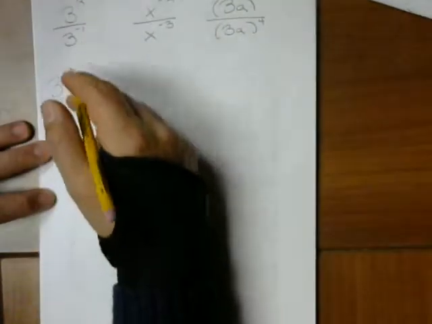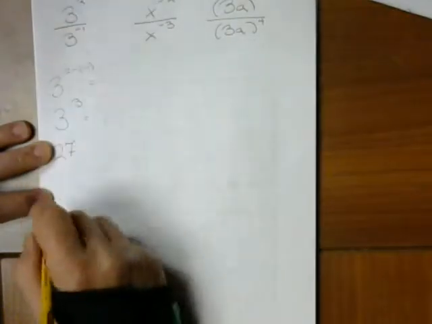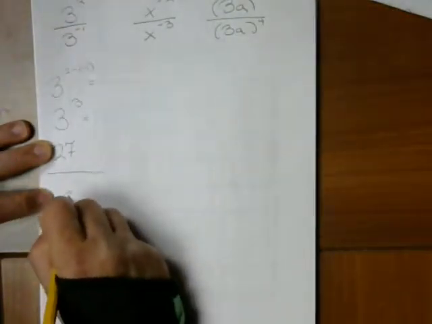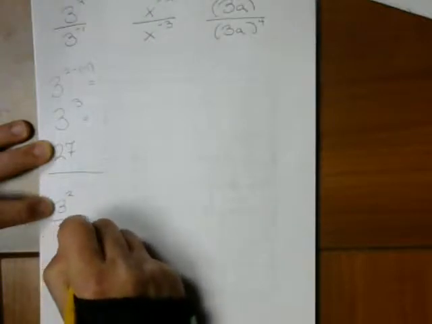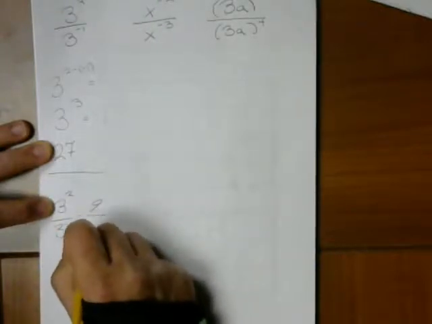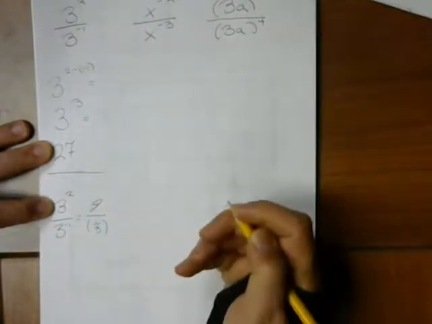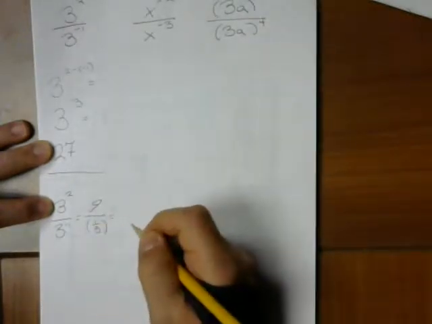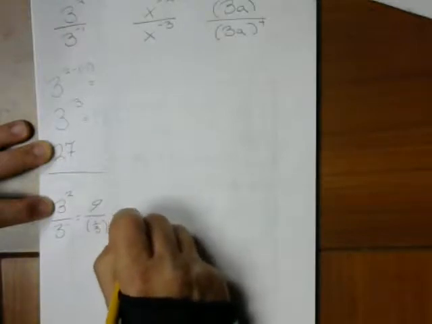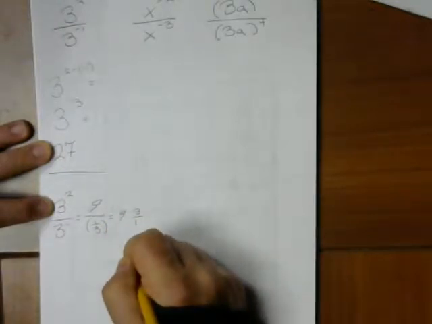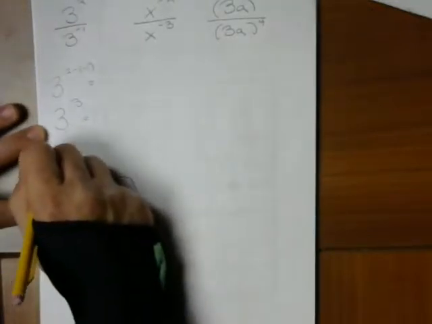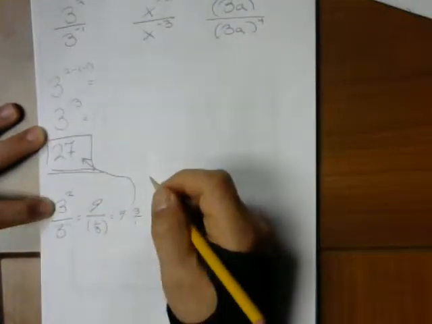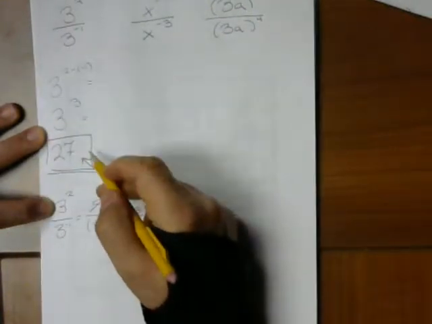Now, this isn't the only way we could have done this. I could have actually just written things out. For example, 3 squared over 3 to the negative 1 is 9 divided by 1/3. And if you divide by a fraction, you multiply by its reciprocal, which gives me 9 times 3 over 1, which is also 27. So that's another way to get the same thing.